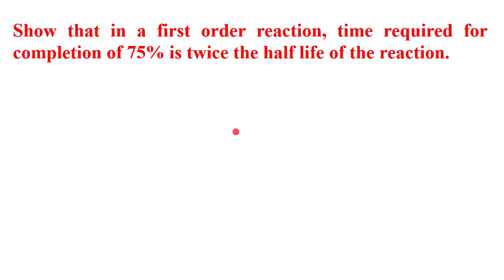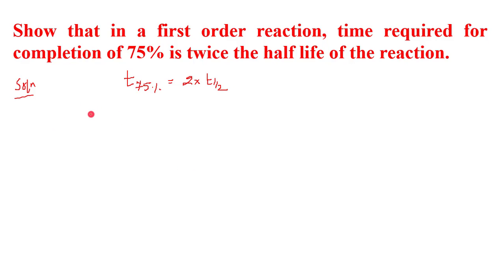Next question. Show that in a first order reaction, the time required for completion of 75% of the reaction is twice the half life of the reaction. This is also the same type. What they are asking is T 75% is equal to 2 times the half life.